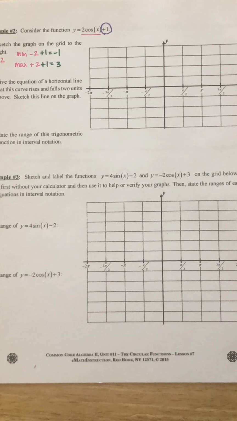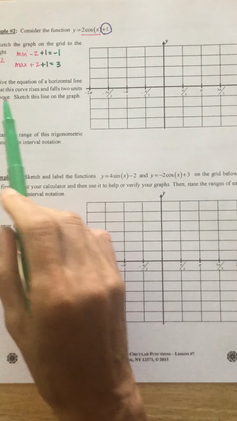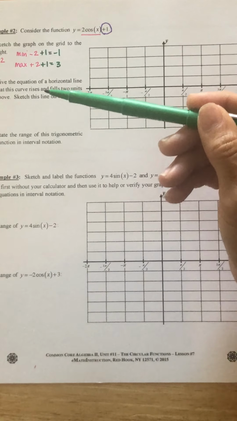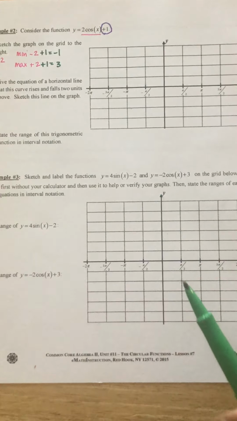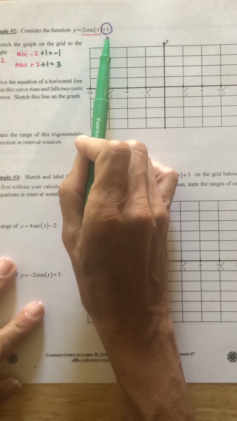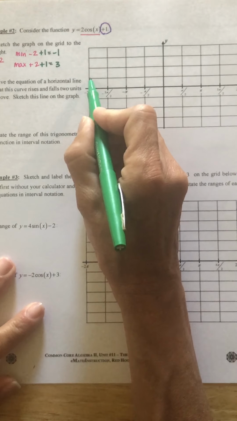Okay, so we're going to graph the midline. They say give the equation of the horizontal line that the curve rises and falls 2 units above. All right, so let's attempt this graph. We're going to use our midline, which is the C value, and we're going to drag a horizontal line at 1.